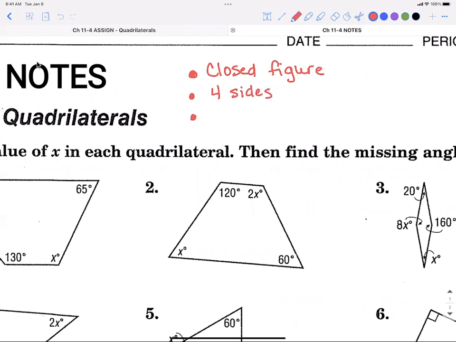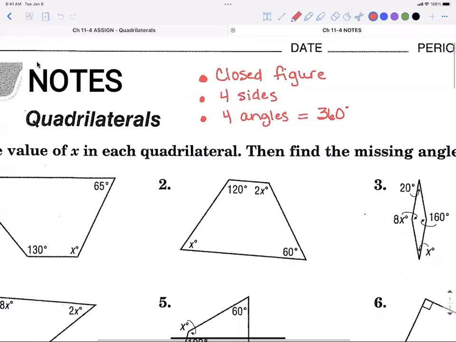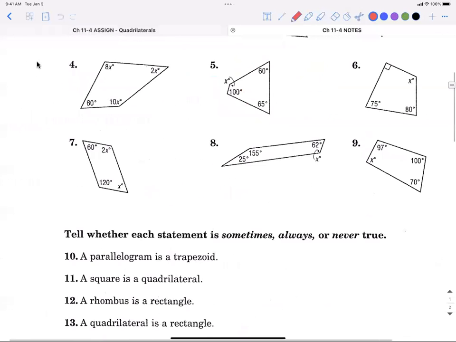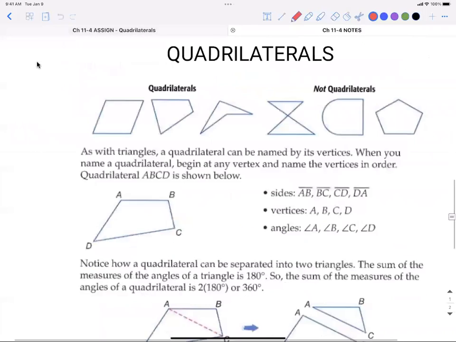And it has to have exactly 4 angles. And those 4 angles will add up to 360 degrees. Okay, so that'll come into play here in a little bit when we start finding the value of x when x is one of the angles. All right, so let's scroll down here for just a minute and let's talk about some terminology.